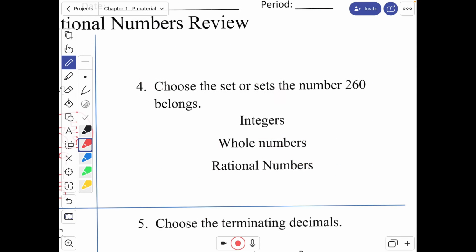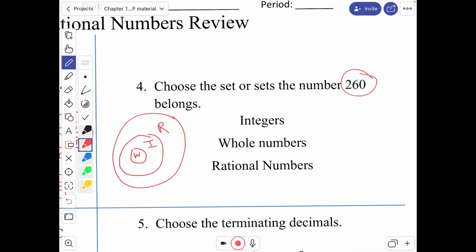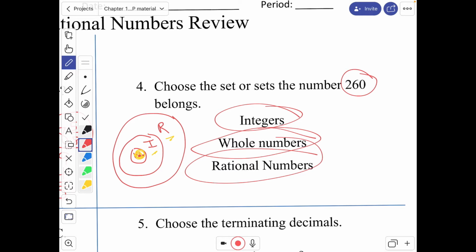$12.50. Number 4. Choose the set or sets the number 260 belongs to. Think of the Venn diagram. Donut hole, integers, then rationals. 260 is a whole number, so it's going to go in the littlest circle. And if it's in the littlest circle, then it's also in integers and rationals. So it's all 3. Make sure to select all 3.